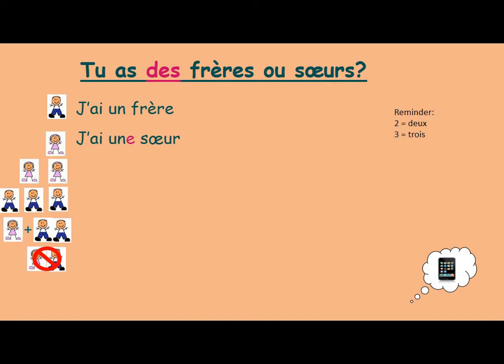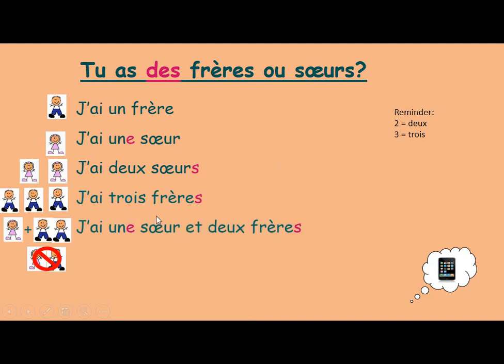So here they are. I have 2 sisters, of course, looks like this. J'ai 2 sœurs. Not forgetting the S, because there's more than one. J'ai 3 frères. J'ai une sœur et, meaning and, 2 frères. And finally, je n'ai pas de frères et sœurs. You check your work with these answers.